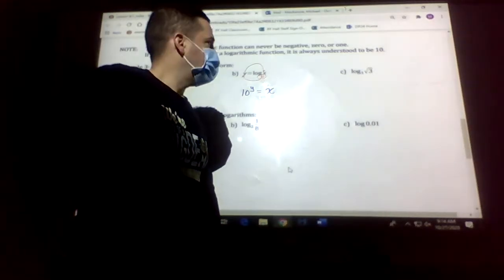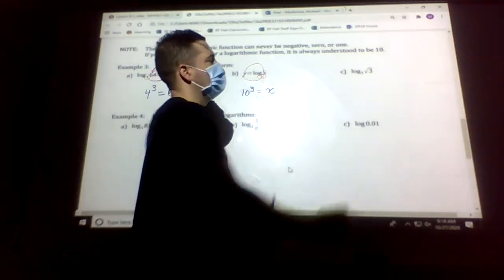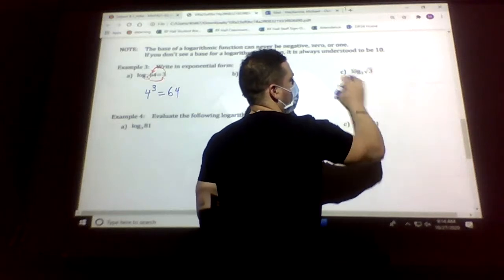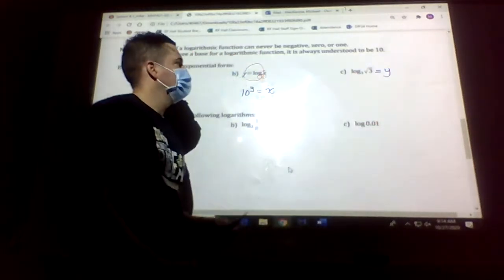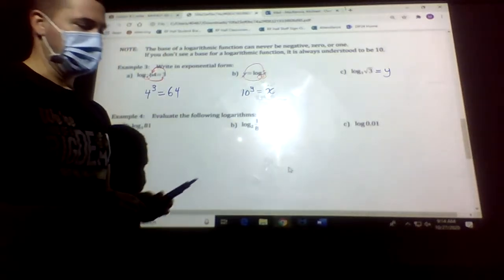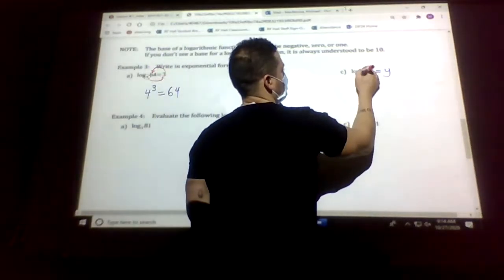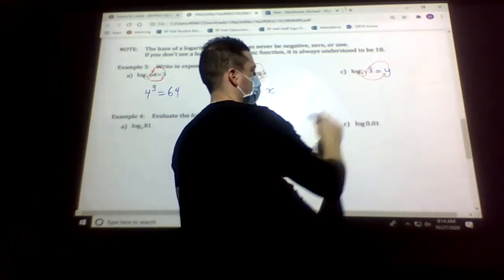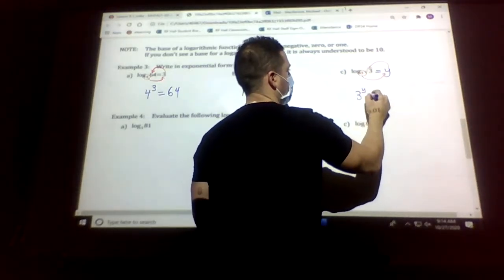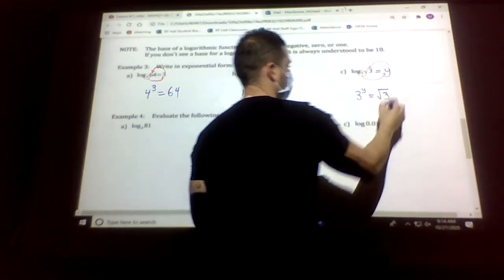And lastly, sometimes you don't have the actual equation, they give you an expression. So what you do is just make it equal to y, because in order to convert, we need an equal sign. So 3 to the power of y equals root 3.